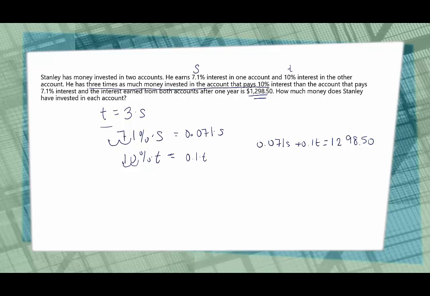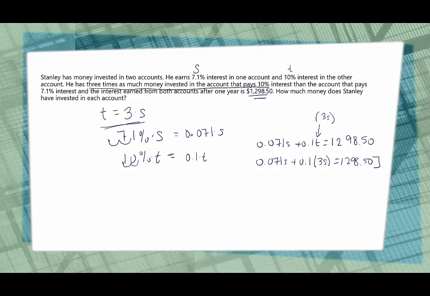Aha, we can go back here. We have T is the same as 3 times S. So where we see the T here, we're going to replace it with 3 times S. So that would be 0.071S plus, and instead of 0.1 times T, we're going to replace it with 3S, is equal to 1,298.50. And if you want to just preemptively get rid of the decimals now, you can do that. If you want to wait, you can wait. Might as well just get rid of them now.